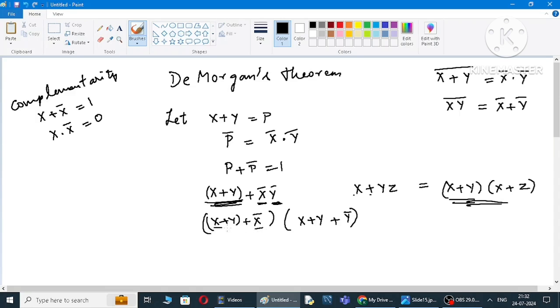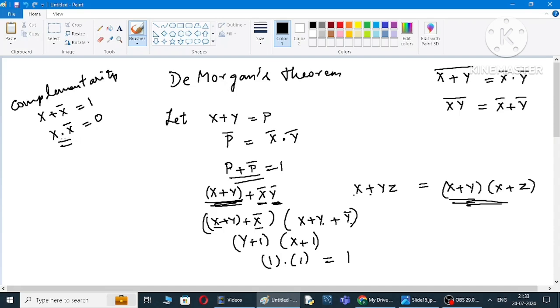You have x and x bar in addition term. So x plus x bar, you know, according to the law of complementarity, it is 1. So y plus 1. Then y plus y bar is again 1. Then according to the property of 1, y plus 1 is 1 dot x plus 1 is also 1, which is equal to 1. So what did we try to prove? P plus p bar is equal to 1. But we cannot stop with this.